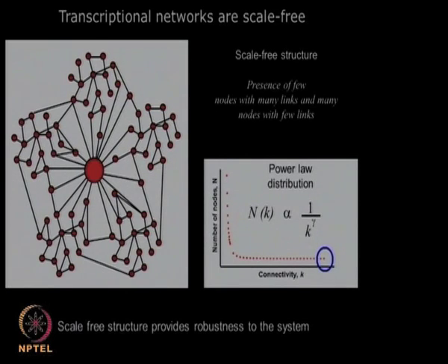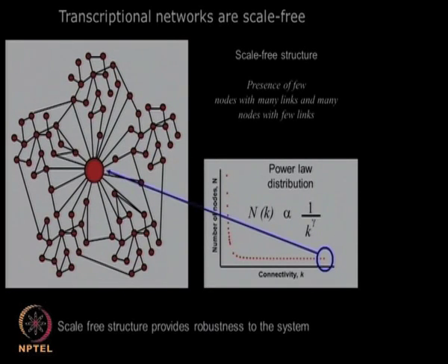Scale-free networks correspond to the structure of a network where there are few nodes which are highly connected. For instance, in the network figure that you see to the left, there is a big red node which is highly connected. But there are not many such highly connected nodes, and there are many nodes which are very poorly connected. So, in other words, a scale-free structure refers to a network structure where there are few nodes which are highly connected and most nodes are poorly connected.